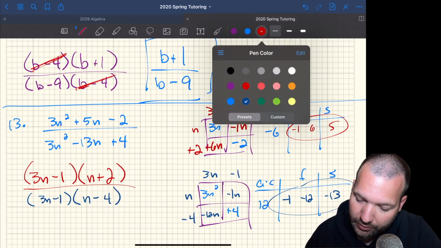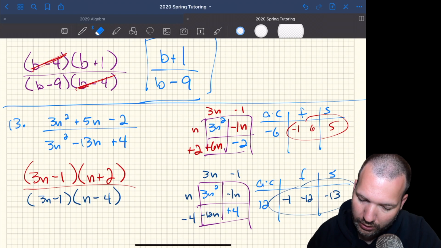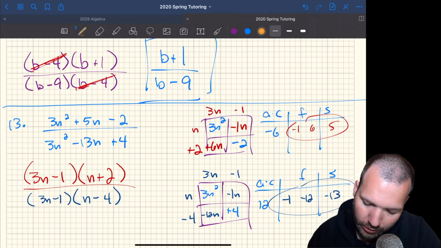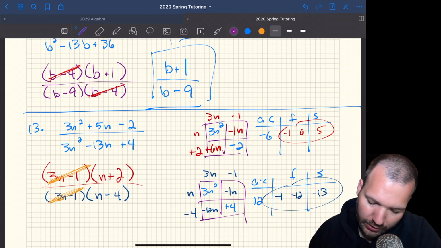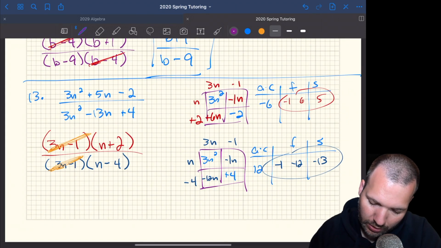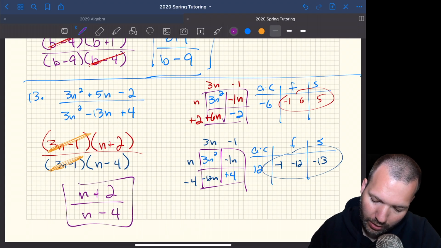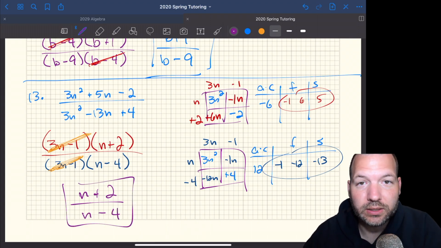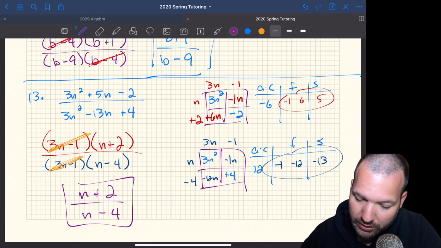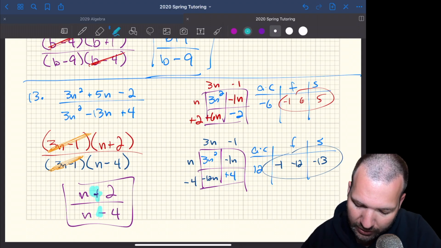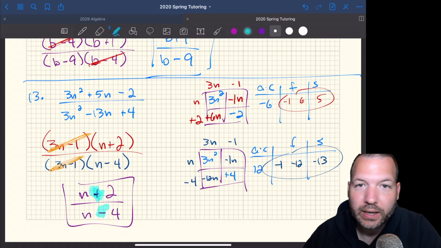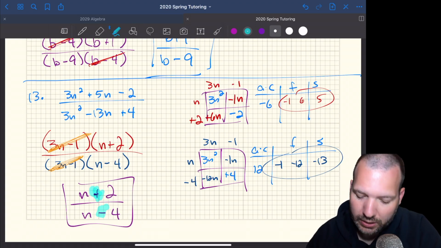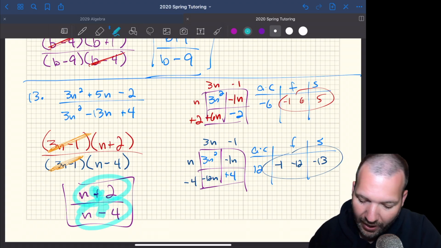Some common factors that we can now cancel out. Ooh, I need a different color, orange. 3n minus 1, 3n minus 1. And so our answer ends up being n plus 2 over n minus 4. Does not cancel any further, of course, because I have these plus signs that we've spent a lot of time talking about. And I cannot cancel across plus or minus signs. I can only cancel whole factors.